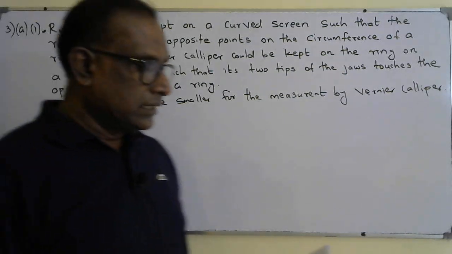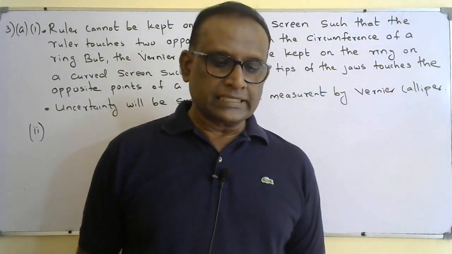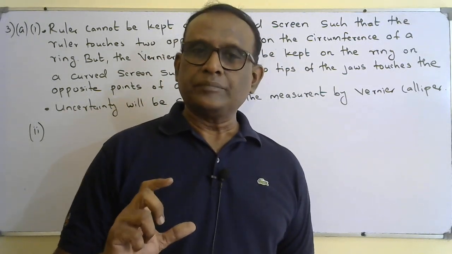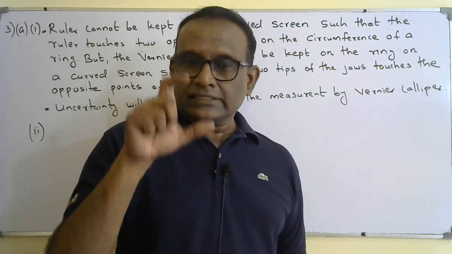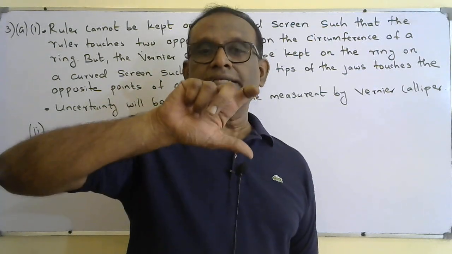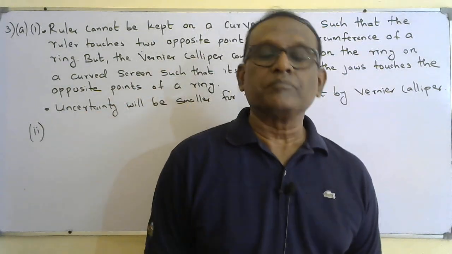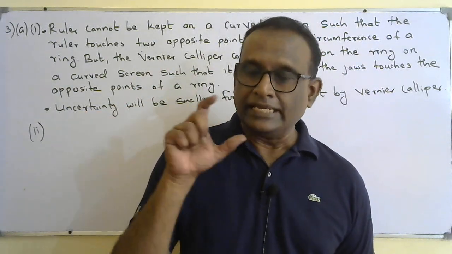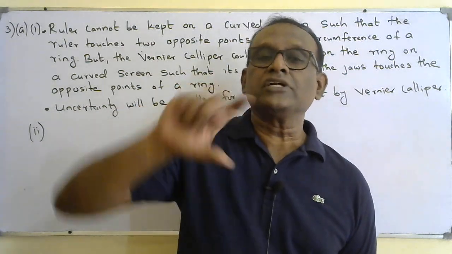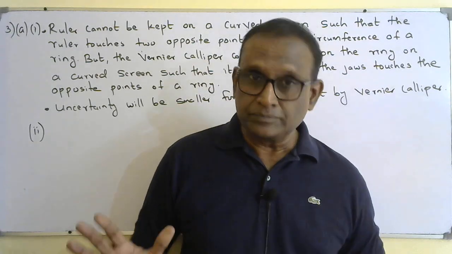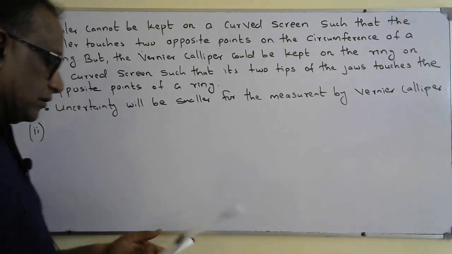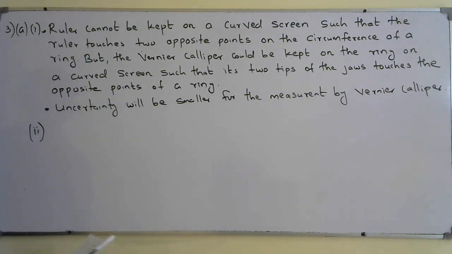Okay, so the second part: describe how the student should measure the diameter of a ring as accurately as possible. I am not writing it. Keep the vernier caliper such that the tips touch the ring at different orientations. Take the diameter at different orientations and find the mean value. So you can say: keep the tips of the jaws touching at opposite ends of a ring at different orientations, measure the diameters, plural, and find the mean diameter. That's the answer for the second part of A.